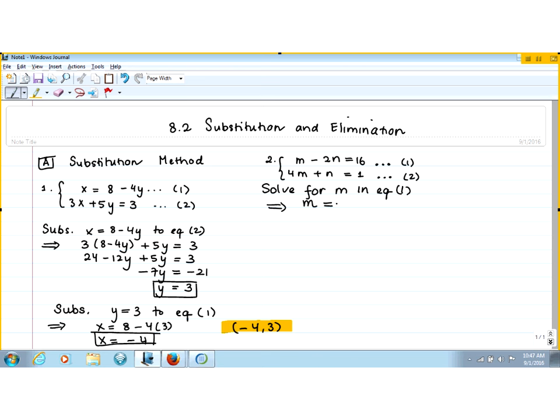So what is m equal to? 2n plus 16, yes, or 16 plus 2n, it doesn't matter, right? And we will call this equation 3, which is equivalent to equation 1. So it's a different equation, but they're equivalent. Equation 1 and 3 are different, but they're equivalent. Now we have something to plug into, right? Or we can substitute. So substitute m is equal to 2n plus 16 into equation 2.